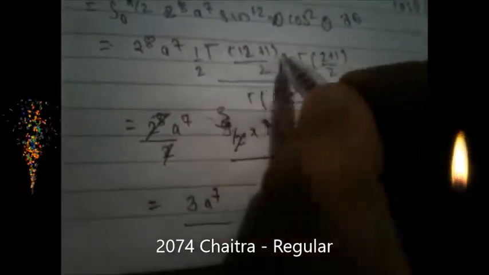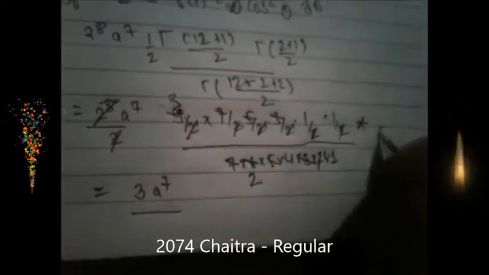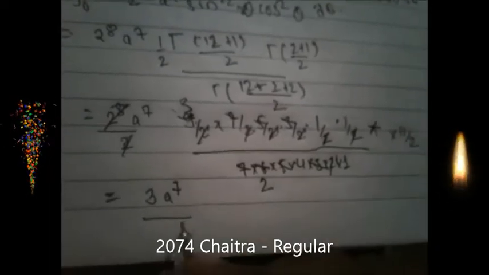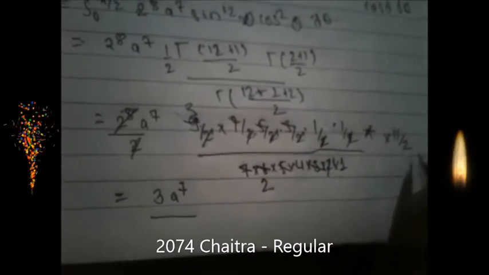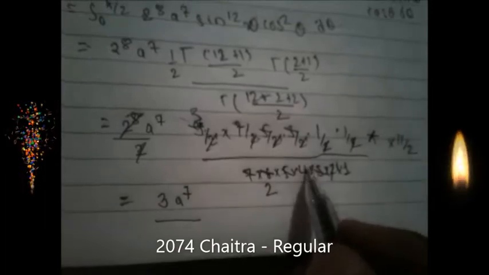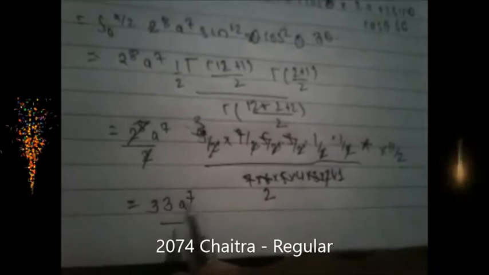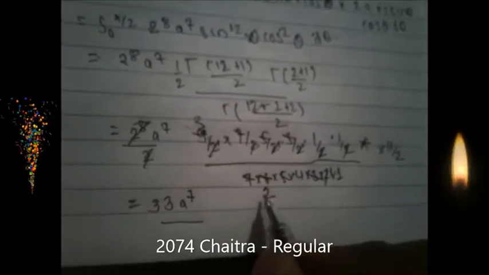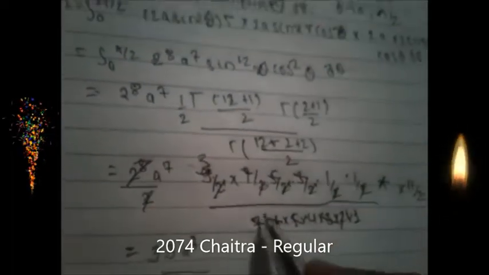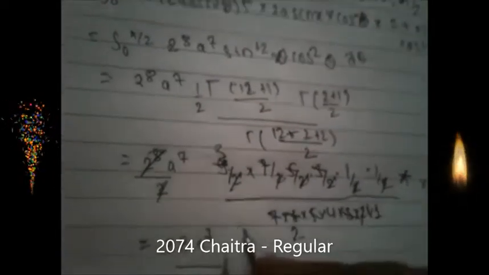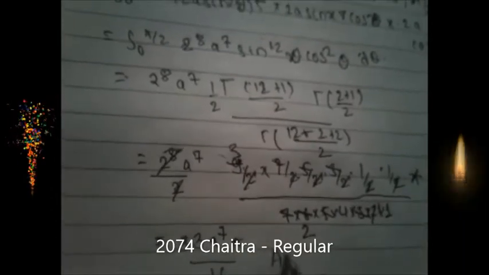Here 12 plus 1 is 13 by 2, so 11 by 2 is missing. 11 by 2 is missing, so 2 into 2 into 4, 11 into 3 will be 33. So the answer: 8 into 8 is 16, the 7 is cancelled, so 16 by 16, and here pi. This pi is our answer.